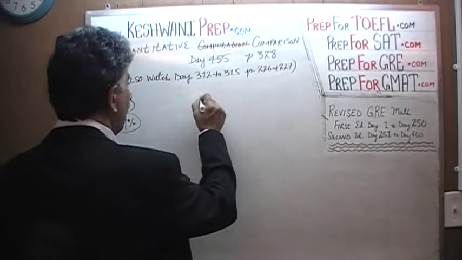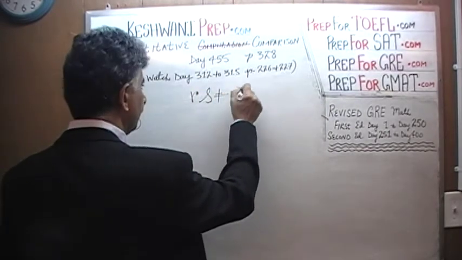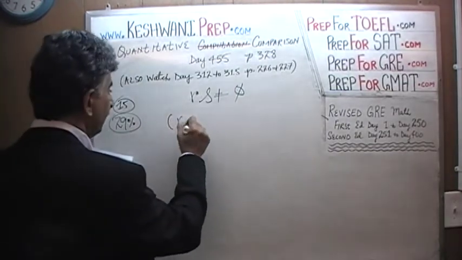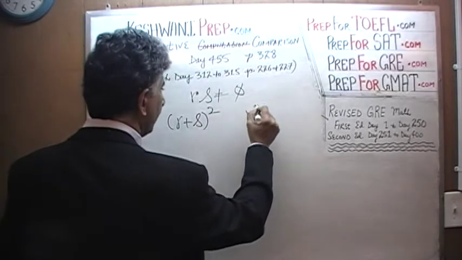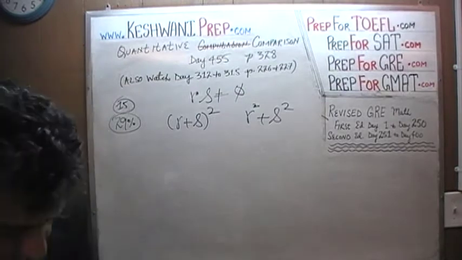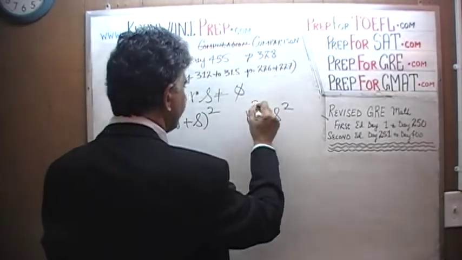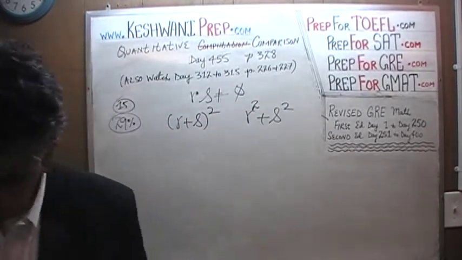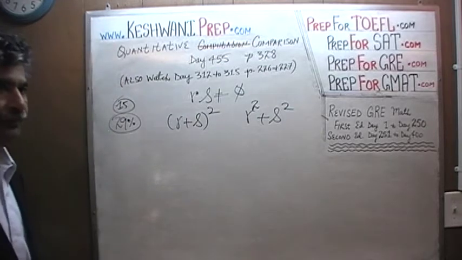Here we are told that R times S does not equal 0. That's the first thing they tell us. What we're being asked to compare is (R plus S) squared versus R squared plus S squared. That's it. I'm going to be quiet now. I'm going to give you 5 seconds. So do it yourself and then we'll compare your work against the work that we're going to do together. Okay, here we go.